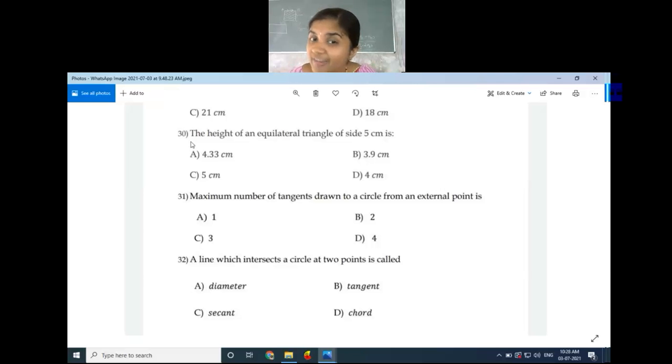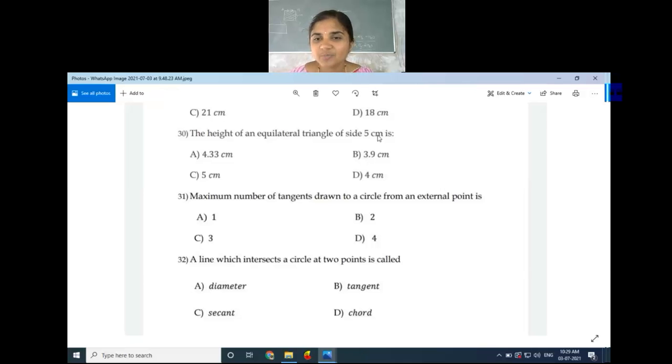This is for Sumit, okay? The height of an equilateral triangle of side 5 centimeter is dash. How can we find out the height of an equilateral triangle? Equilateral triangle in the sense all the sides are equal. Here one side measurement is 5 centimeter, in the sense all the sides are 5 centimeter, 5 centimeter and 5 centimeter. What is the height of this equilateral triangle?